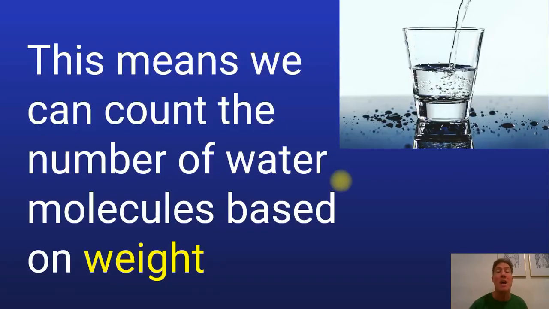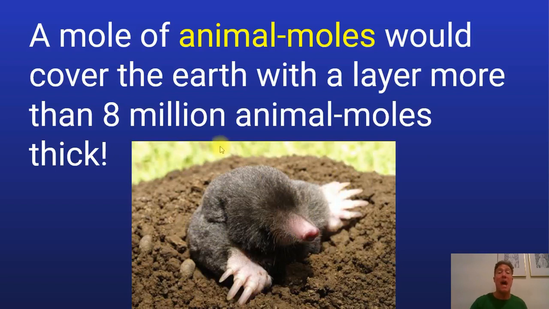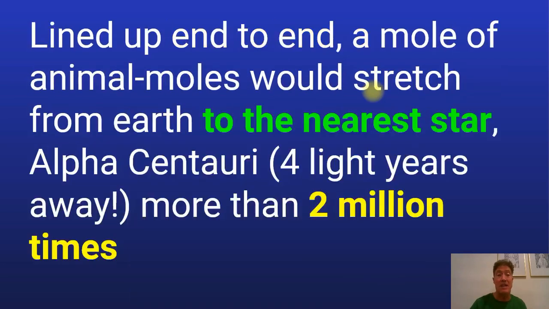This means we can count the number of water molecules based on weight. Now, how big a number is that? Well, if you had a mole, an Avogadro's number of animal moles, it would cover the entire Earth with a layer more than 8 million animal moles thick. If you line them up end to end, a mole of animal moles would stretch from Earth to the nearest star, Alpha Centauri, which is 4 light years away.